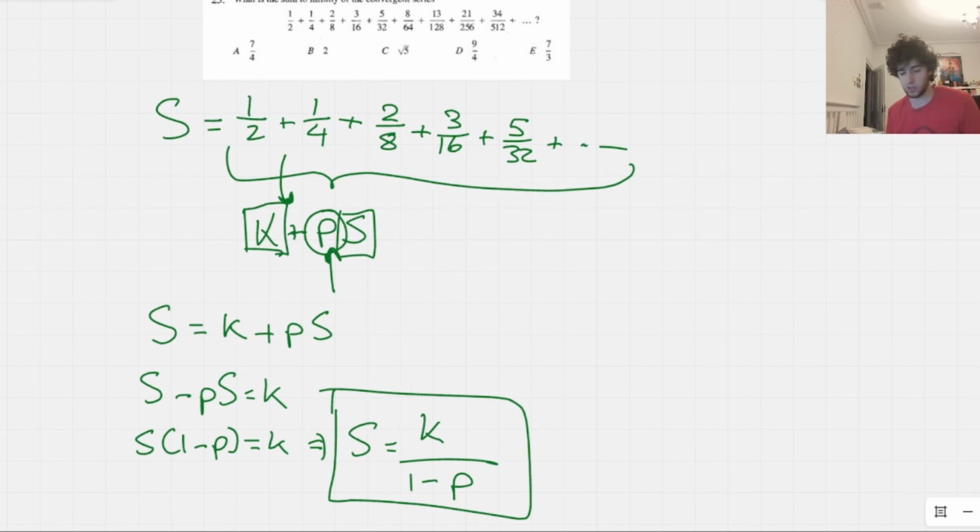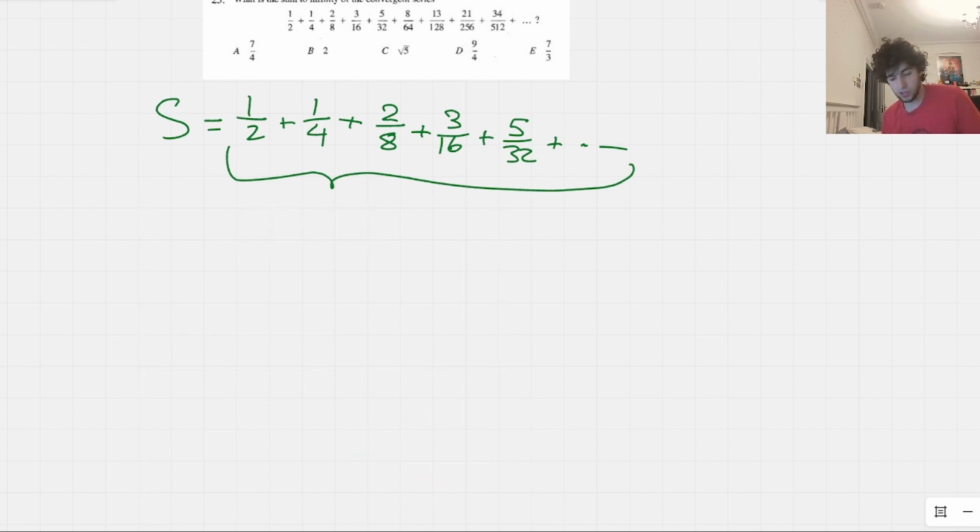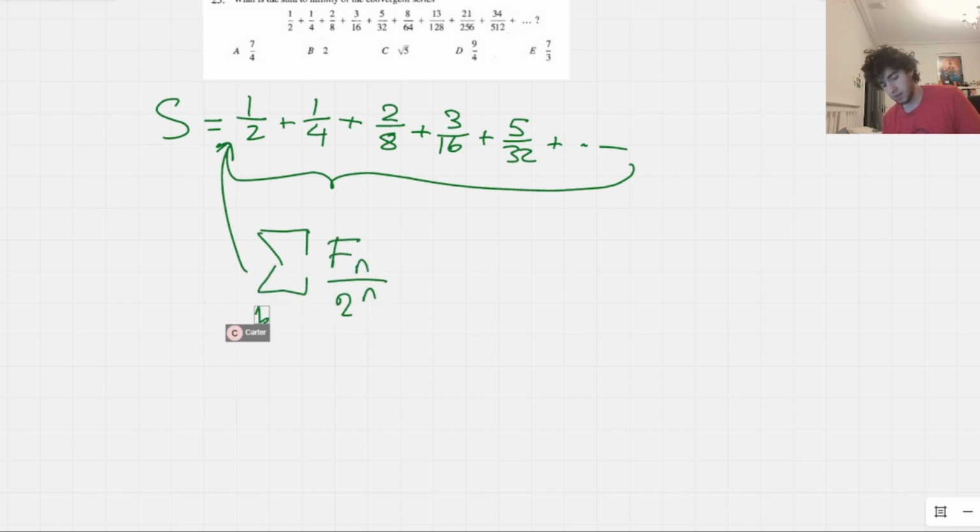Because one of my ideas initially was effectively just to take 1. So obviously, by the way, if you haven't already realized what this sum is, it's actually, in sigma notation, the sum of f sub n over 2 to the n, for n greater than or equal to 1. So from n equals 1, this just means from n equals 1 to infinity, okay?